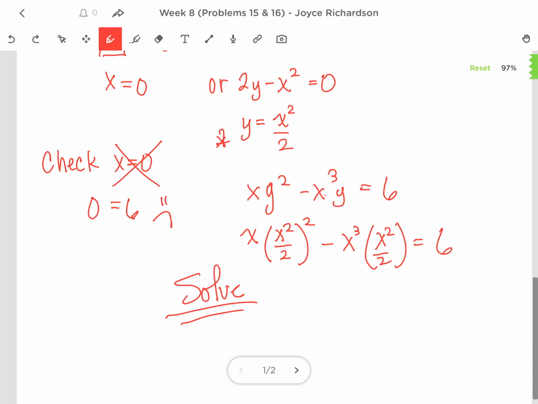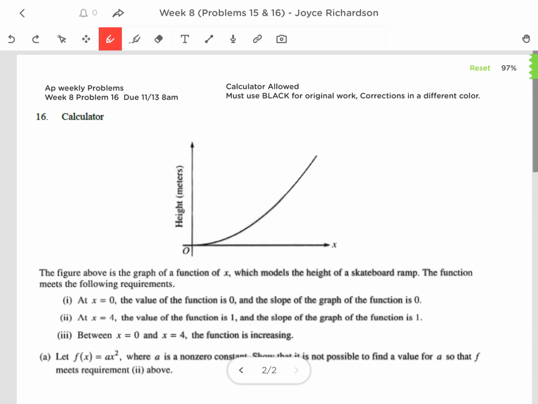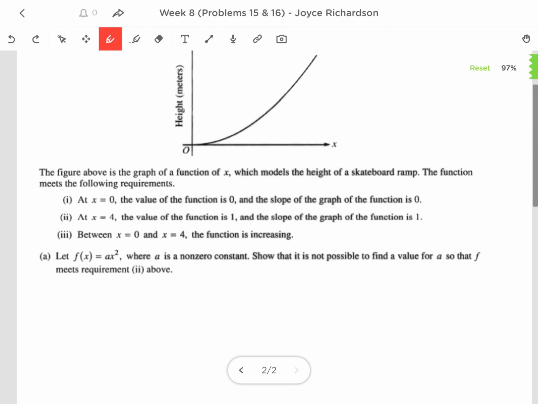All right, then last but not least, problem 16. I thought on 16 you guys did a great job. If I look at this, they're telling me I've got all these requirements to meet. So f of x equals ax squared, where a is a non-zero constant. Show that it is not possible to find a value of a so that f meets requirement 2. Requirement 2 says that the value of the function is 1 at x equals 4. So f of 4 equals 1, and f prime of 4 is also equal to 1.